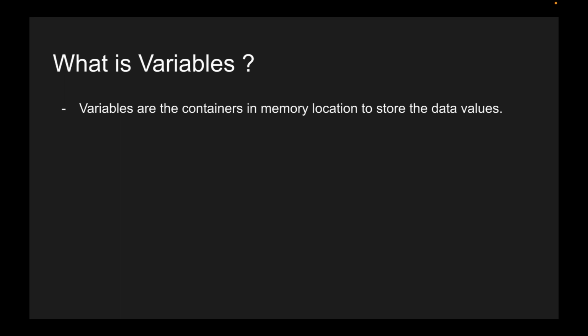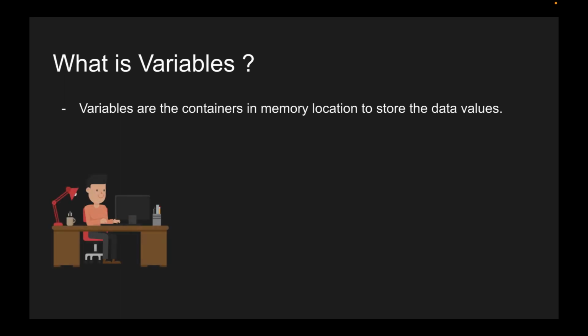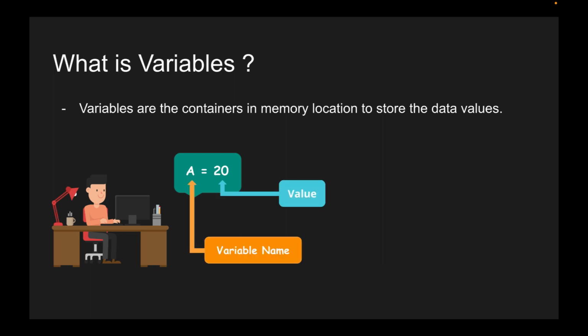Now consider you have been given a task to create a variable, and you have created the variable, for example a equal to 20. Over here 20 represents the value and a represents the variable name. Now how is it stored in your memory location? Each line of code that you write is saved in your computer's memory. The value you have given, 20, is stored in some random location in your memory.